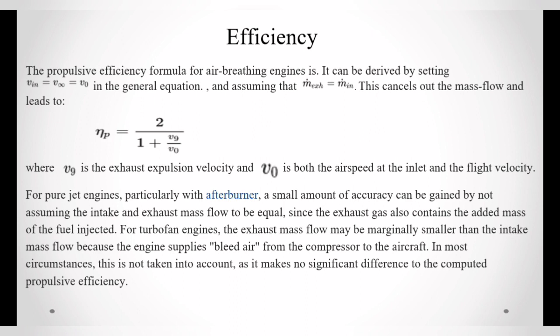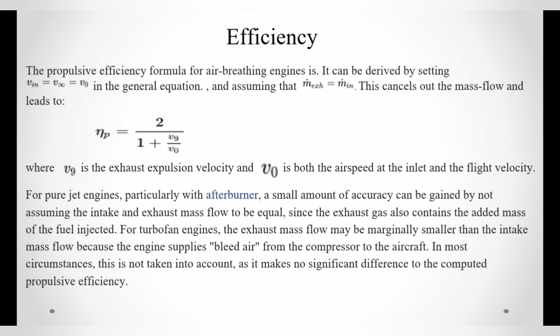Efficiency. The propulsive efficiency formula for air breathing engines can be derived by setting this general equation and assuming that m exhaust equals m incoming. This cancels out the mass flow and leads to ηp equals 2 divided by 1 plus v9 by vo, where v9 is the exhaust velocity and vo is the airspeed at the inlet, the flight velocity.